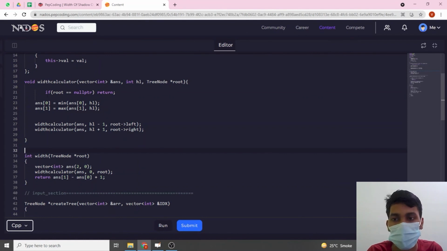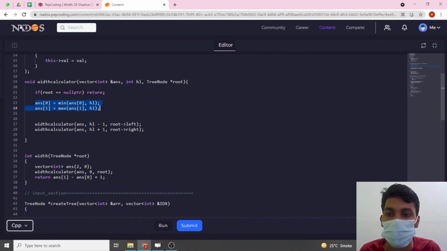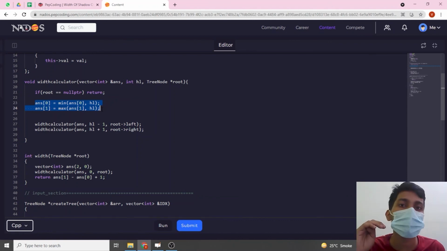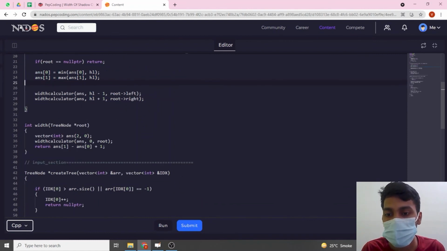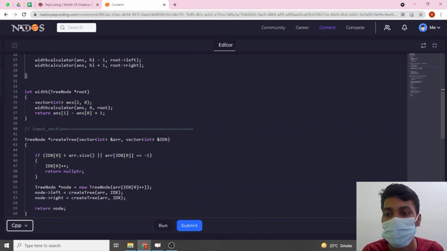So you can see that the code was really easy. What we did in this code was nothing more than checking, at every step, whether we need to update any value in our answer vector, that is, if we find any new minimum value or any new maximum value, we update it. Finally it is stored in our answer vector, and in the main function, that is in the width function, we return the answer using our formula.